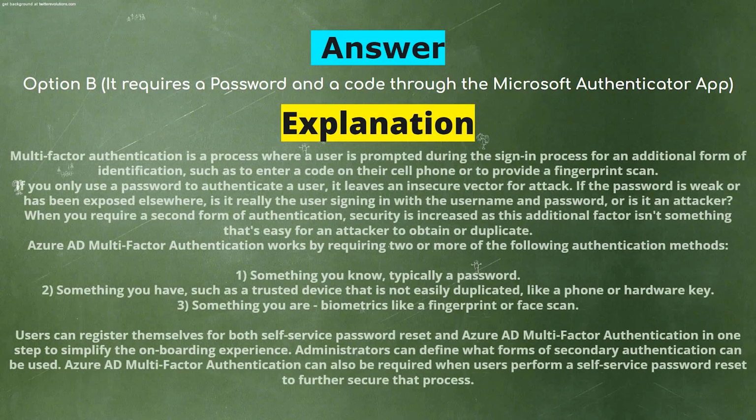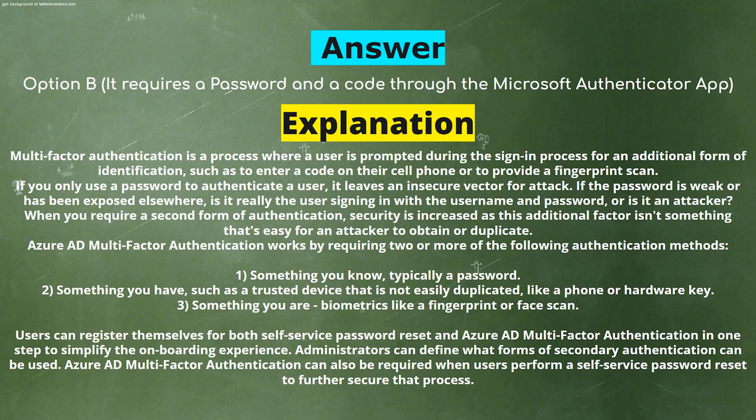Explanation. Multi-factor authentication is a process where a user is prompted during the sign-in process for an additional form of identification, such as to enter a code on their cell phone or to provide a fingerprint scan. If you only use a password to authenticate a user, it leaves an insecure vector for attack. If the password is weak or has been exposed elsewhere, is it really the user signing in with the username and password, or is it an attacker? When we require a second form of authentication, security is increased, as this additional factor isn't something that's easy for an attacker to obtain or duplicate.